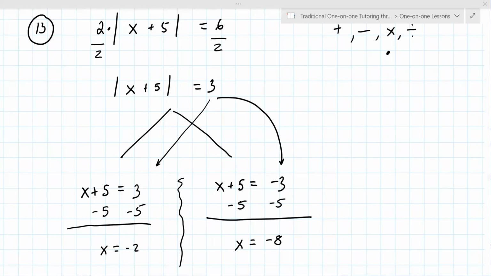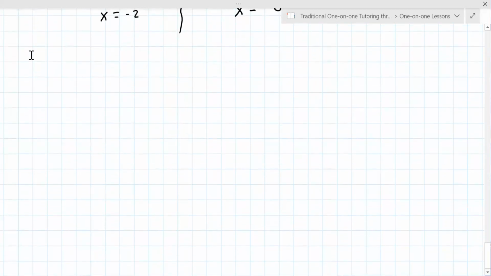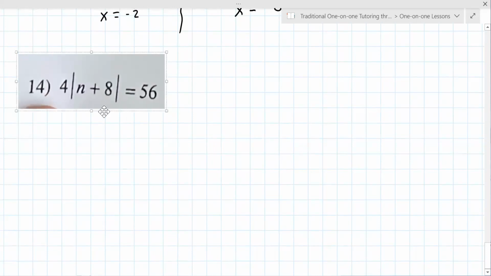Okay, so your problem right here, this is the one you want help with. What is keeping the absolute value from being by itself? What is this 4 doing? These are your options. Is it adding, multiplying, dividing, or subtracting? Is the 4 multiplying, dividing, adding, or subtracting here?